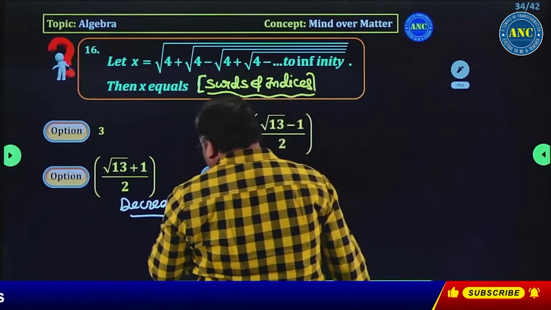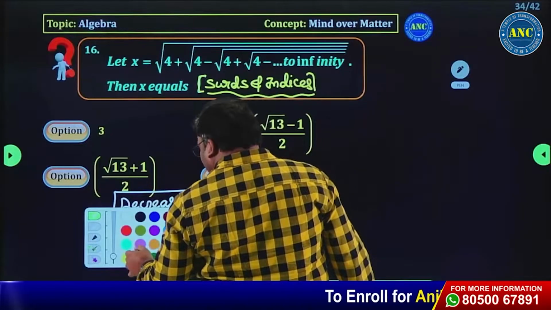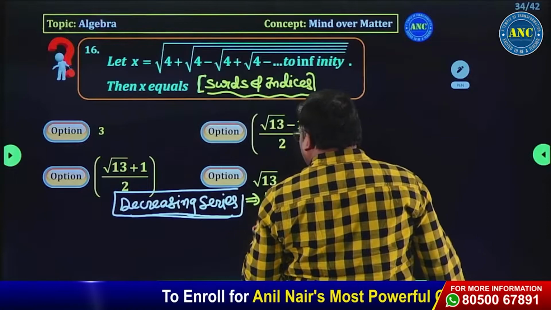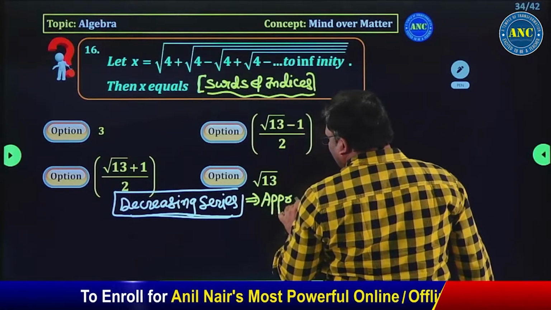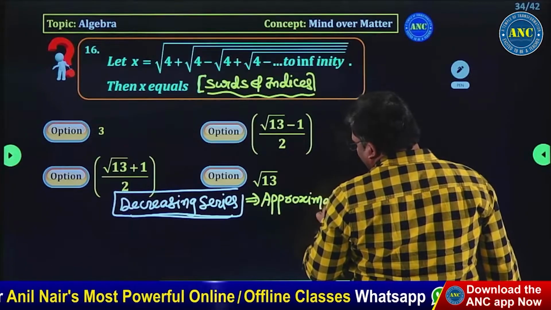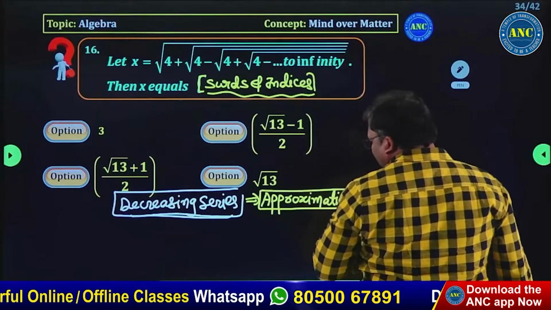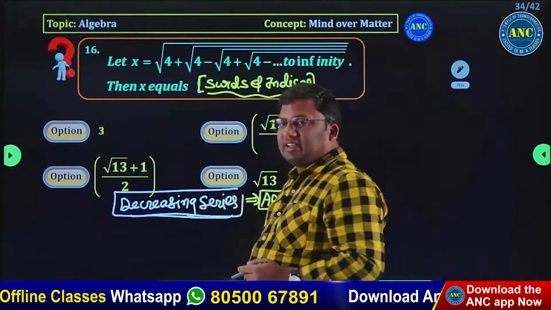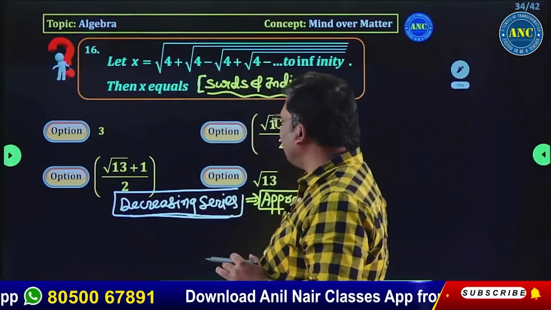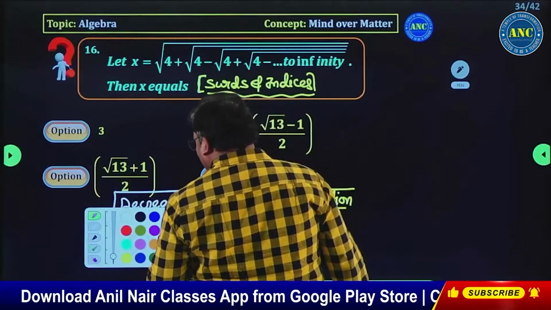Whenever the series is a decreasing series, the best way to solve the problem is approximation. Because the value is decreasing, you can take some values and check where the answer is. Just assume here, and very logically we will solve the question.